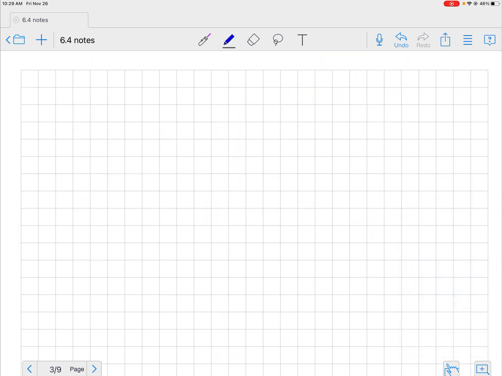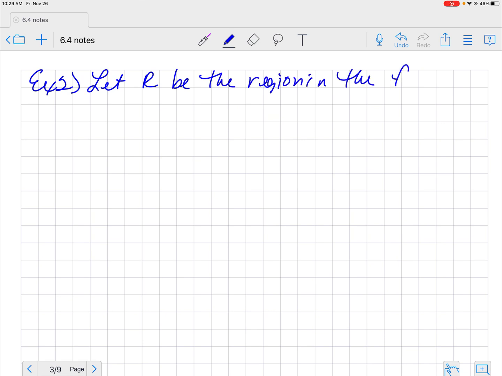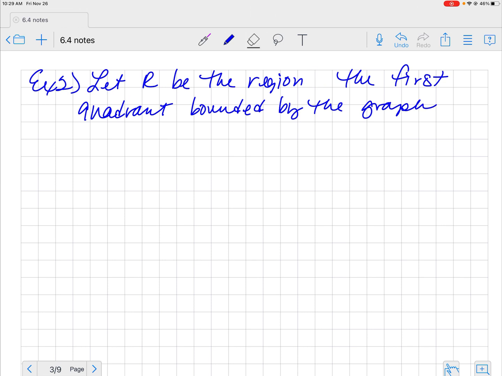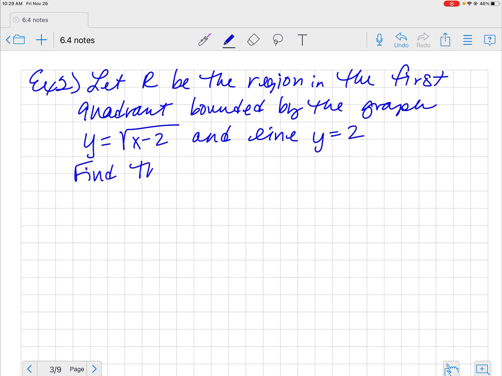Okay, let's do another example. I didn't get this one written out in advance, so we'll write it out right now. Okay, here's example 2. We're going to let R be the region in the first quadrant bounded by the graph, those are actually two words, even though it didn't look like it. Bounded by the graph, y is equal to the square root of x minus 2 and the line y equals 2. We want to find the volume of the solid, and it's generated about the x-axis.